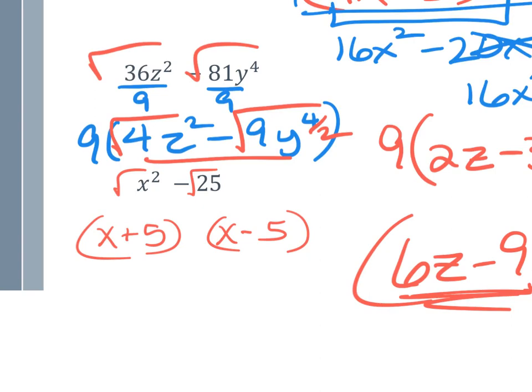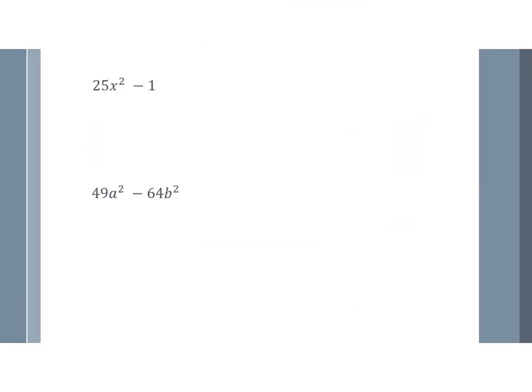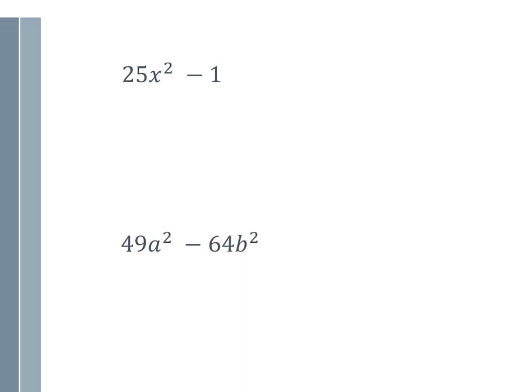Pretty good? Let's try the next one. This one's backwards now. It's the same thing. Again, 25 and 1 are perfect squares. So again, square root of 25x squared is 5x. Square root of 1 is 1, because 1 times 1 is 1. And then again, put 1 with a plus sign, 1 with a minus sign.